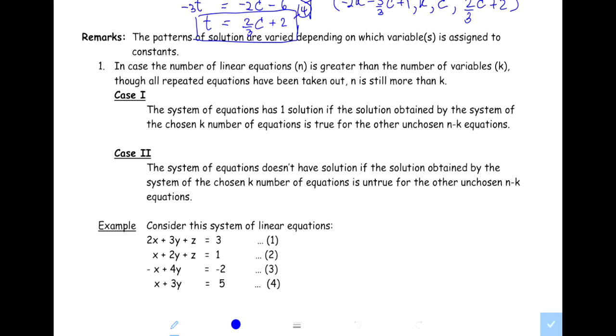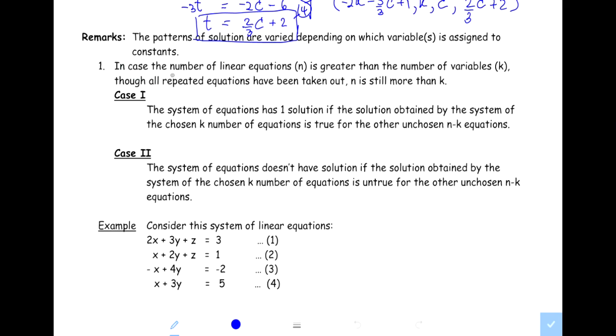Okay, we're going to talk about linear equations again. But let's start here. We want to solve this one. Let's look at this a little bit. The patterns of solutions vary depending on which variable is assigned to a constant. I'm going to try to explain and help you understand why we have to talk about case one and case two.